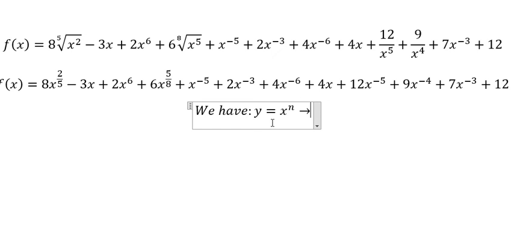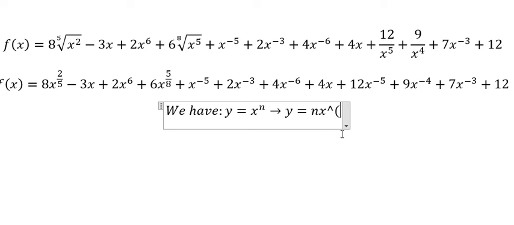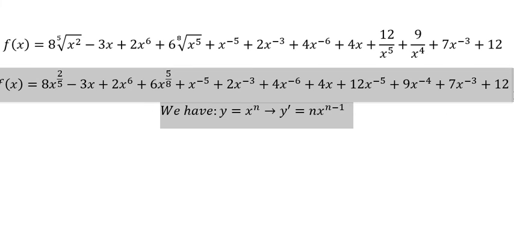So, if we do first the derivative of s to the power of n, we have ns to the power of n minus 1. And now, we apply the formula for everything in here.